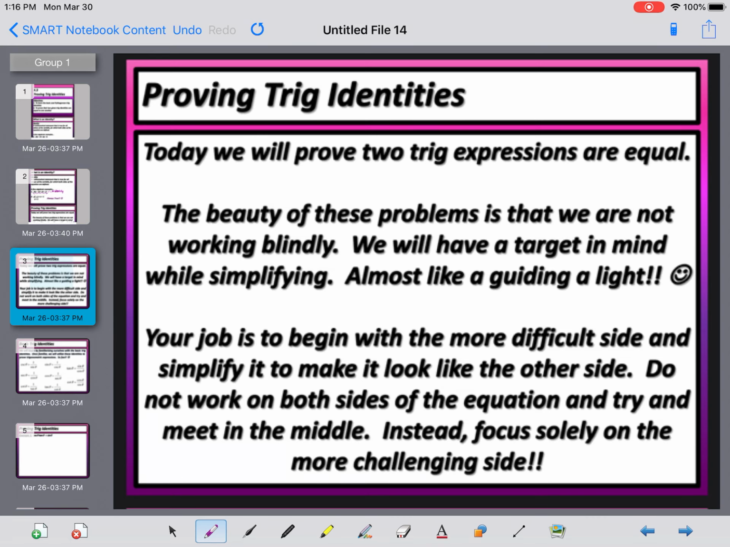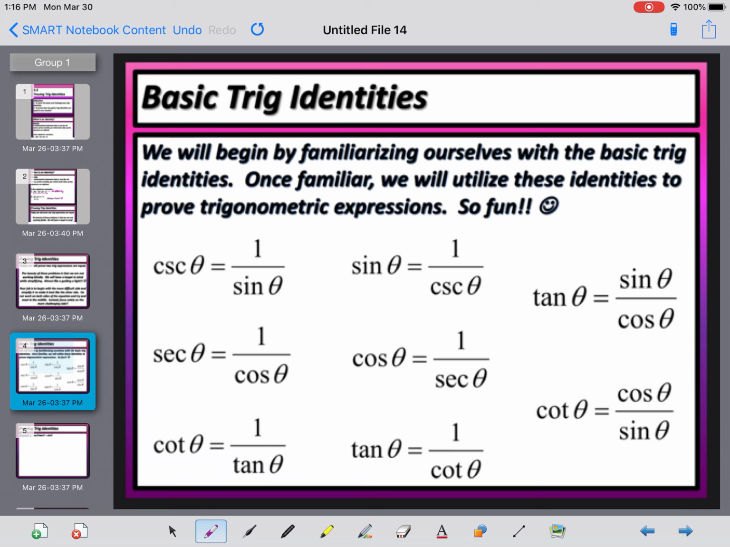So what we're going to do in a moment is take a look at these trig identities, these trig equivalent expressions, and we're going to use them to prove that an expression or an equation is true. Meaning that we're going to have both sides of an equation here. We're going to take the more complicated side and try to simplify it using these expressions of equivalence to make it look exactly like the simpler side.